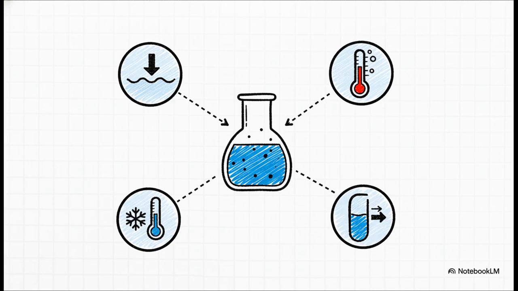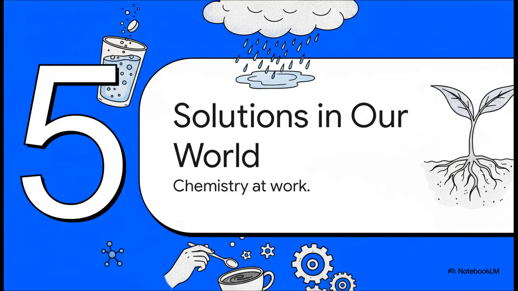And there are 4 big ones you'll see. When you add a solute, you lower the vapor pressure. That, in turn, makes the boiling point go up, and it makes the freezing point go down. And it also creates something called osmotic pressure. Just remember, all 4 of these things happen just because of how many particles are there, not what kind of particles they are. Okay, enough with the theory.